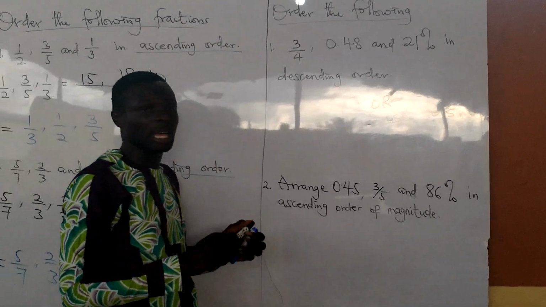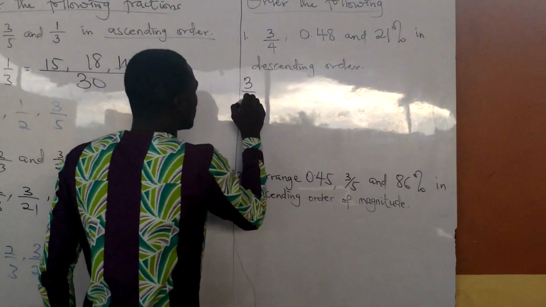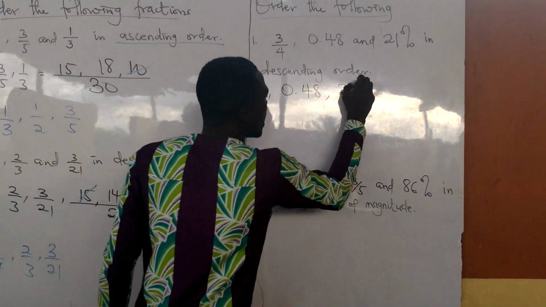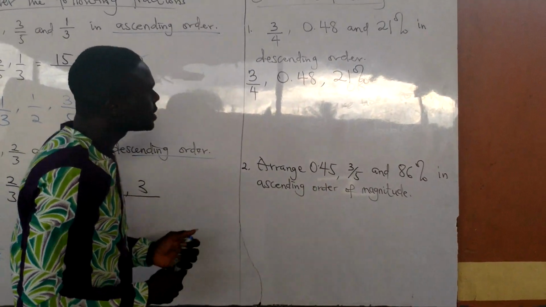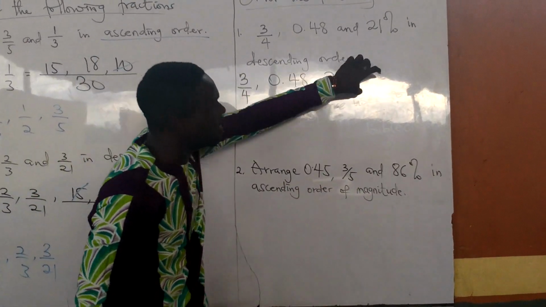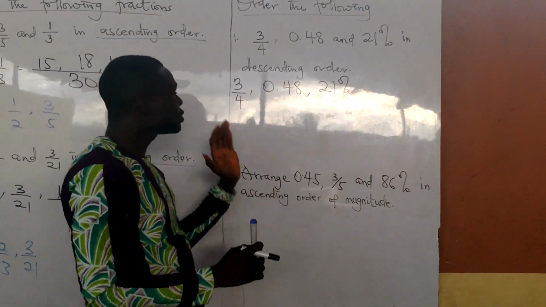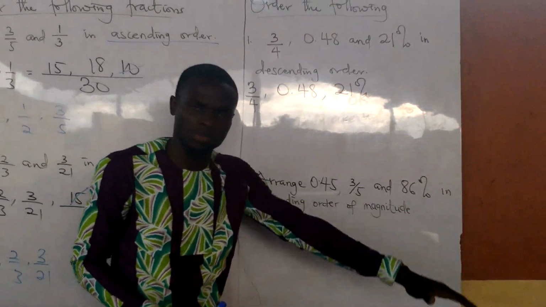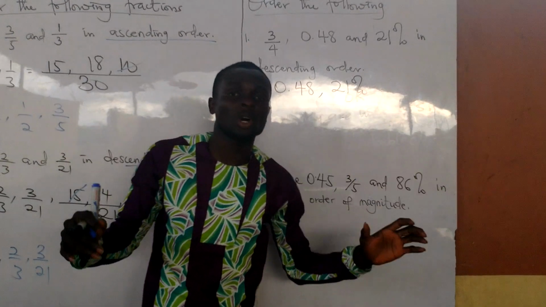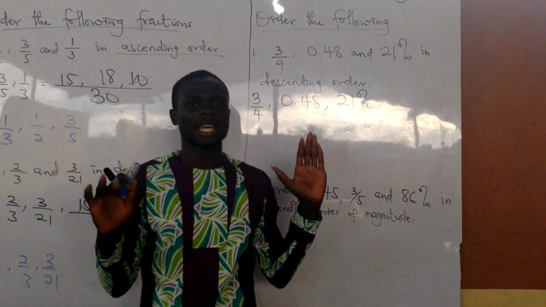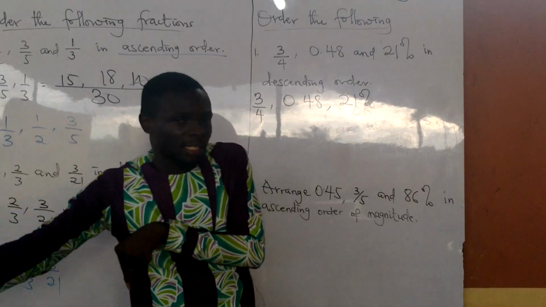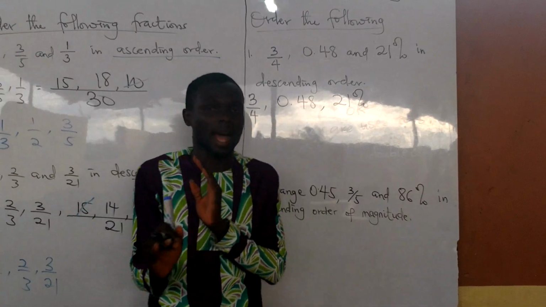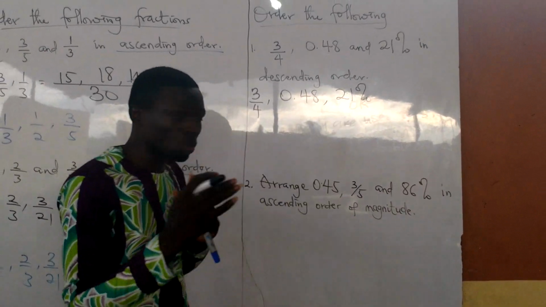So now what are the fractions I'm to descend? I'm to descend 3 over 4, 0.48, and 21%. Since I'm to descend these, I'll choose: should I let all be in percentage, or decimal, or common fraction? In my opinion, the easiest way to descend is to let all be in percentages. If they are all in percent, the comparison will be easier to order.